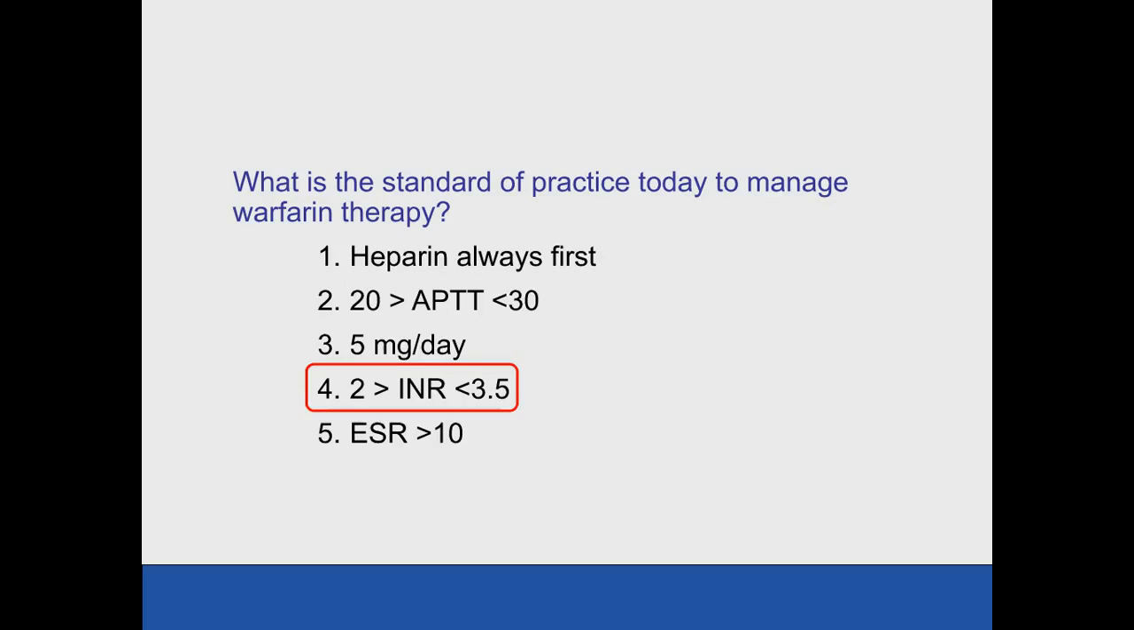The answer is you want the INR to be between 2 and 3.5. That indicates optimal anticoagulation. If the INR is above 2, it indicates a good probability of stroke prevention. And as long as the INR is less than 3.5, it indicates a high probability that you're not going to have excessive bleeding.